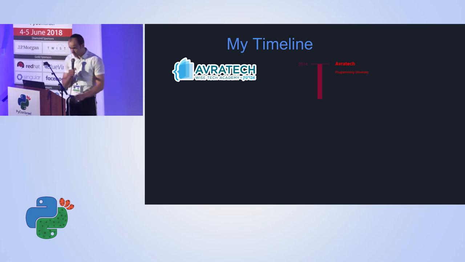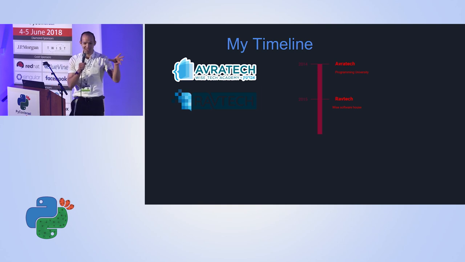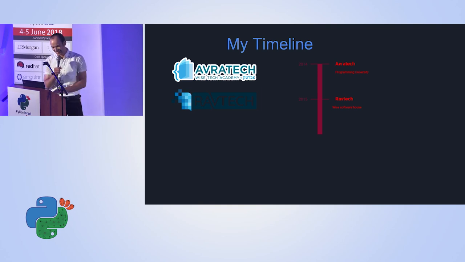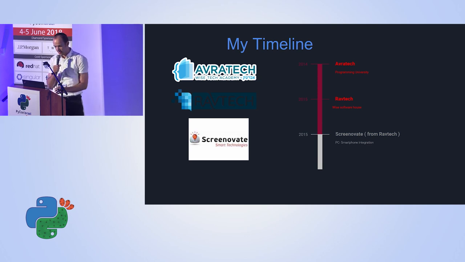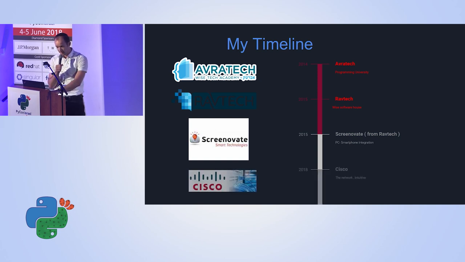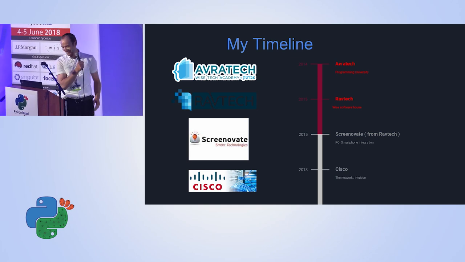for 2.5 years. So here is my timeline. I started at Avrotech, then I stepped up. At first I was a junior, and second I was a senior, so I made a step. Inside Avrotech I worked on various projects, among them one for a company called ScreenAway, which we will explore later, and currently I work at Cisco as an automation / DevOps engineer. Yeah, DevOps, the word that everybody explains differently.